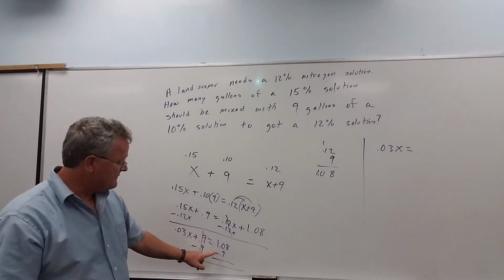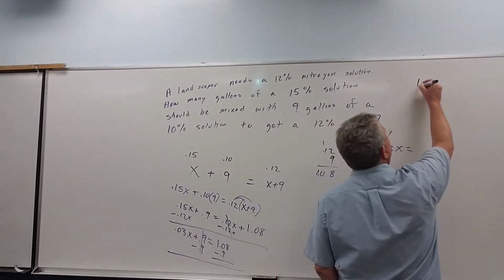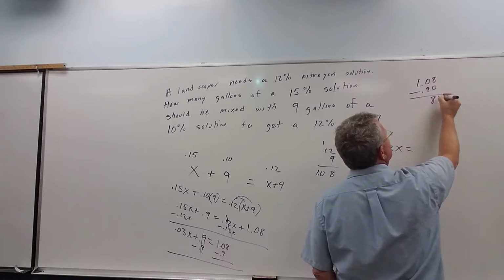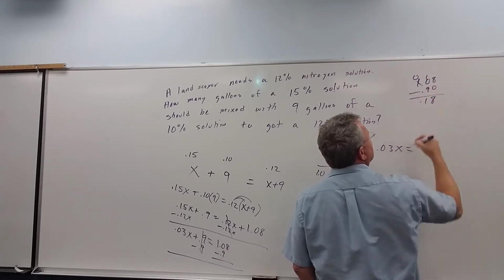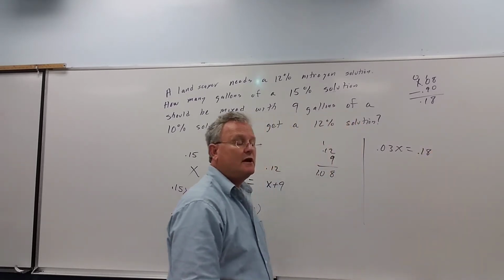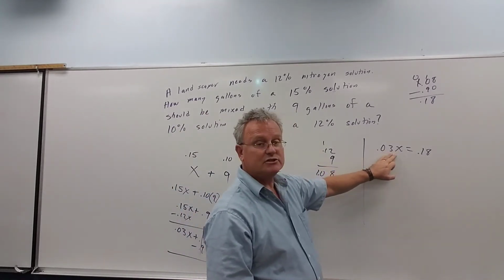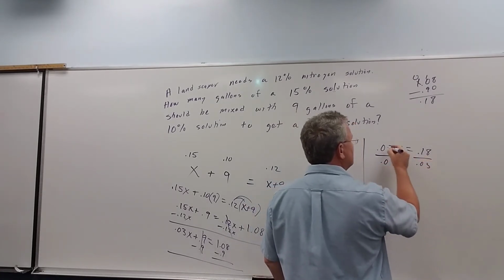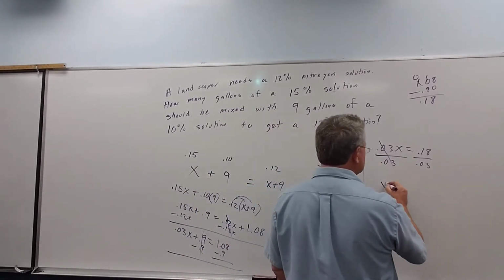Plus 0. On the other side, we have 1.08 minus 0.90. 8 minus 0 is 8. We need to borrow. 10 minus 9 is 1, so we get 0.18. So this is equal to 0.18. And we divide both sides to solve this. This is a multiplication, the opposite is dividing, so we divide by 0.03. 0.03 over 0.03 is 1. 1 times x is x.